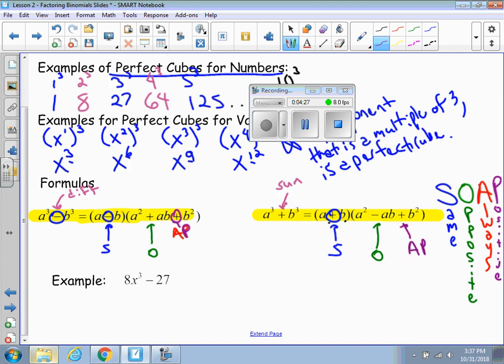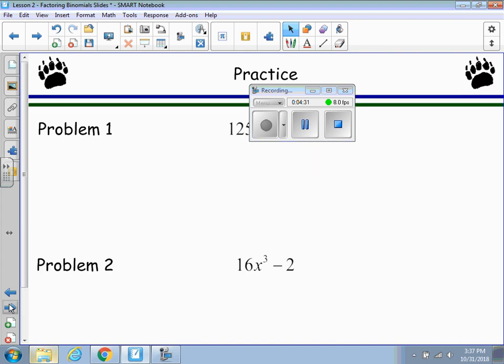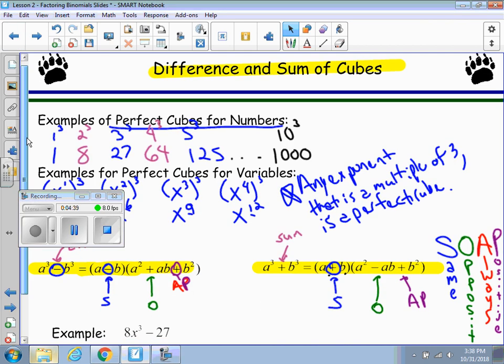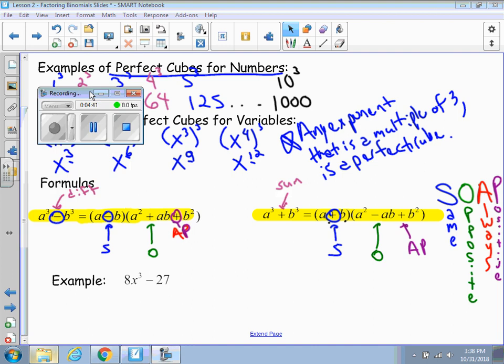So always positive. So let's do some examples of it. All right, so problem 1 says 125x to the 6th plus 64. We still ask ourselves our question. Whoops, I actually skipped an example. If we scroll down to the bottom, you'll see there's an actual example.